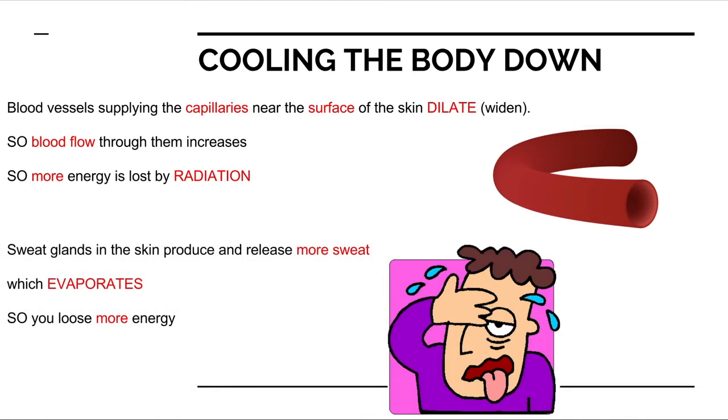Your sweat glands in your skin produce and release more sweat, which evaporates. So you lose more energy because you're transferring heat from your body to the sweat to evaporate it. So you're losing energy, keeping your body cool.